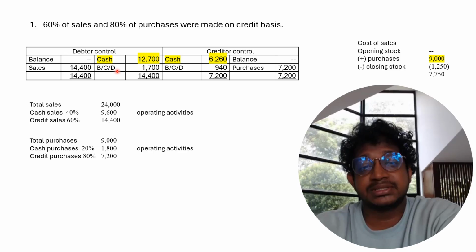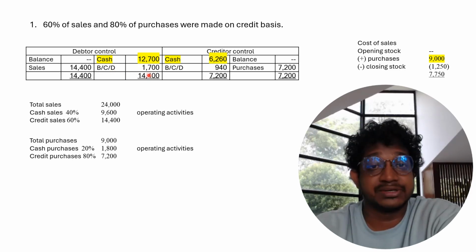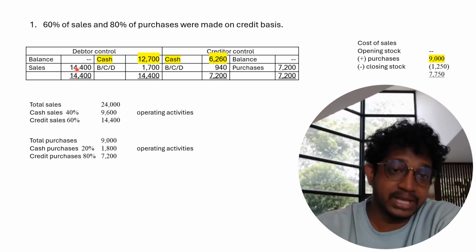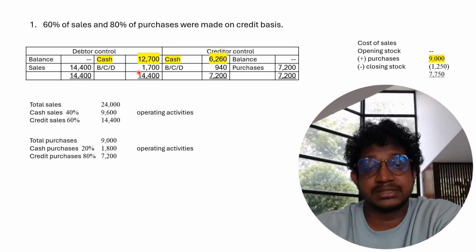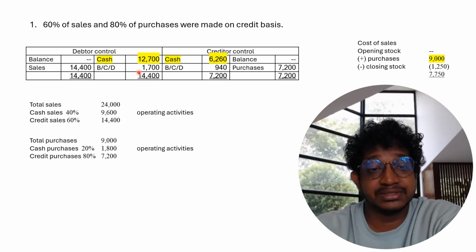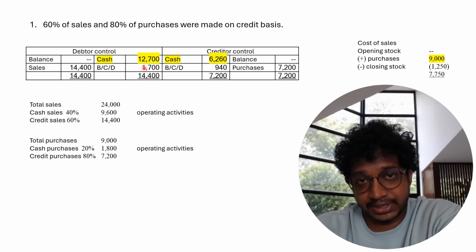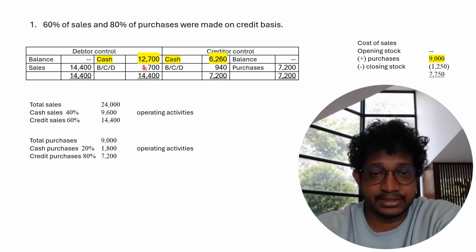And the debtors closing balance given in the SOFP is 7,700, so the total sales done on credit basis were 14,400. From that, the closing debtor balance, still receivable, is 1,700, which means within the year the company received altogether 12,700 from debtors, cash inflow in operating activities.